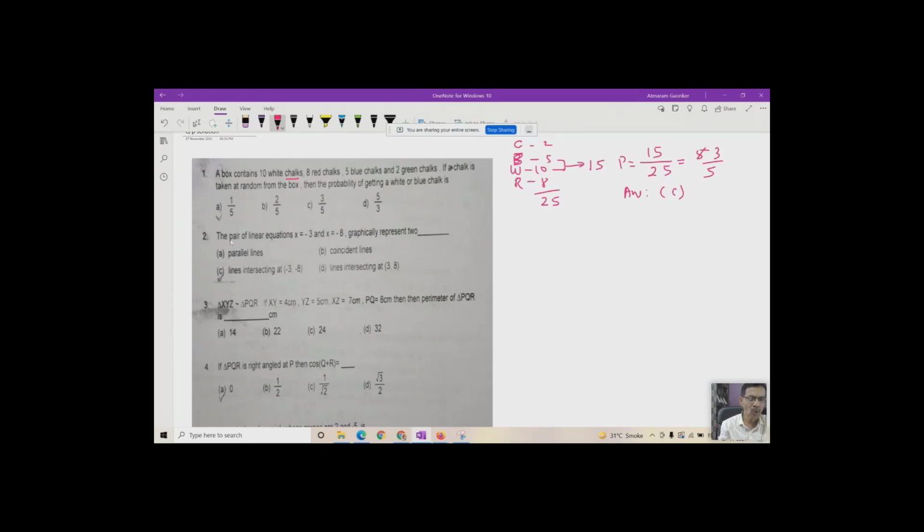Now question number 2: the pair of linear equations x is equal to minus 3 and x is equal to minus 8 graphically represents two parallel lines, coincident lines, or intersecting lines intersecting at this point or this point. Please type the correct choice in the comment box. Let me see how many of you have done the correct one.